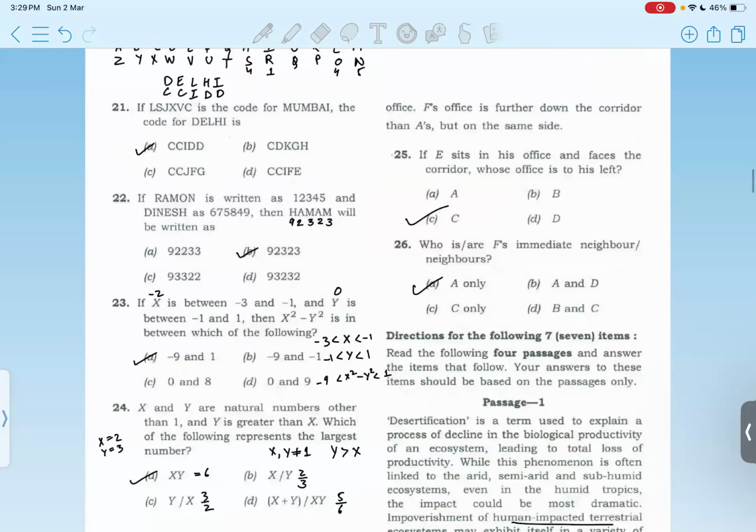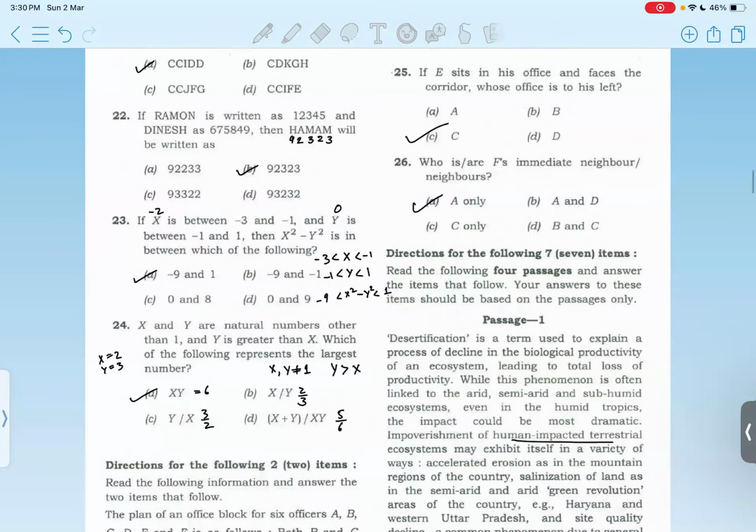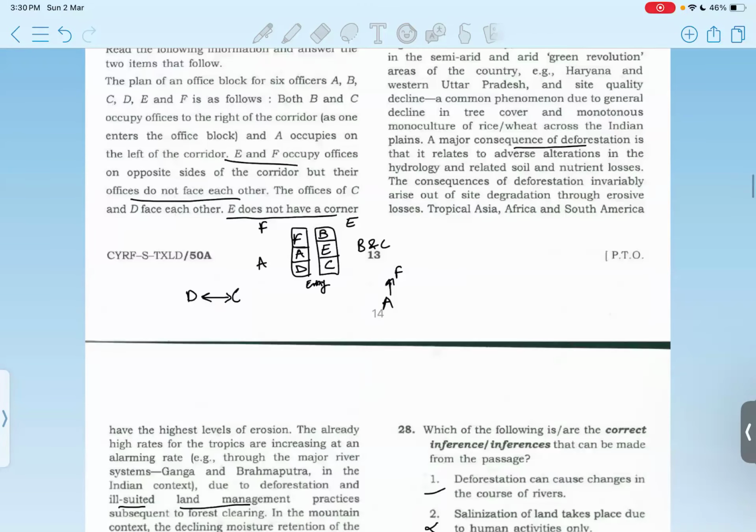So for 25, if E sits in his office and faces the corridor, whose office is to his left? So it should be C. C's office should be the immediate left of E. Option C. And for 26, who is F's immediate neighbor? So it is only A because F is occupying the corner position. Option A. Okay, now again a passage.